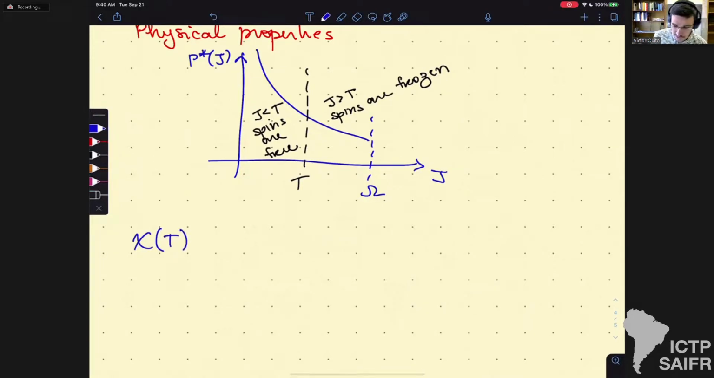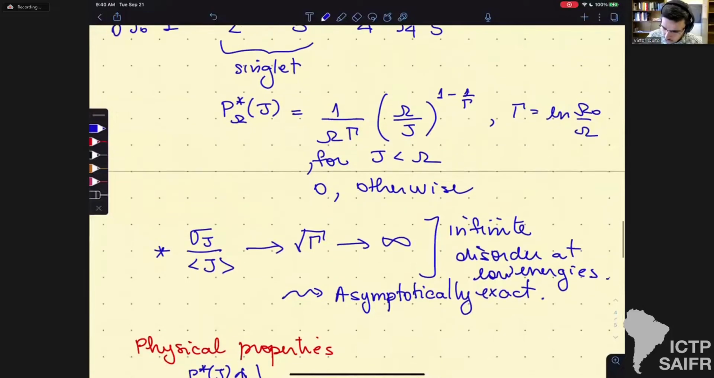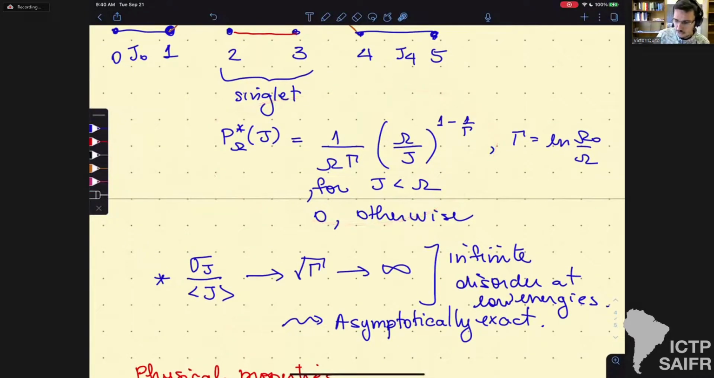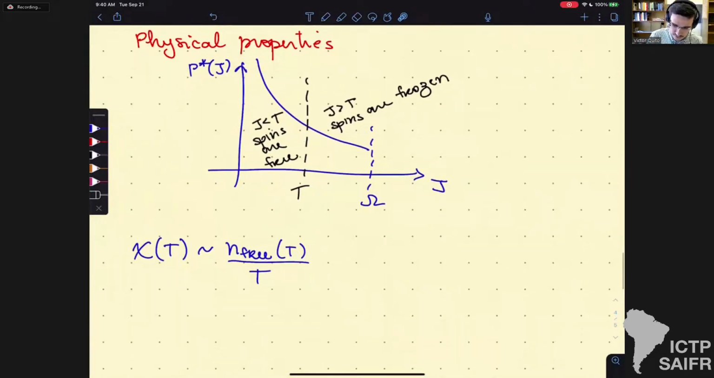For example, the susceptibility as a function of temperature is going to give the number of free spins at that particular temperature, and each spin contributes a Curie susceptibility contribution. From the solution of the flow equation, so from this solution of the fixed point, we can just calculate the number of spins that are free, and this gives us 1 over T and a log of T squared. Okay, this is how we calculate physical properties.